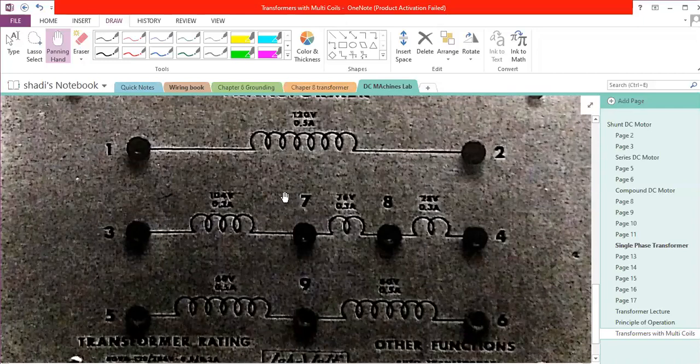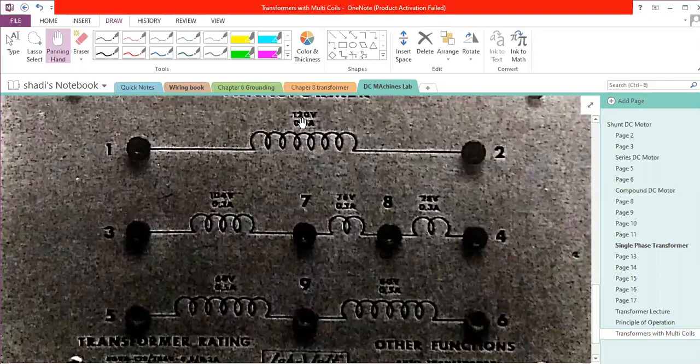And so on. If we assume that this is the primary, and 7 and 8 is the secondary, so if we apply 120, we will get at the secondary 7 and 8, 76 volt. But what if we apply 100 volt? If we apply 100 volt, you need to figure out what is the voltage ratio.